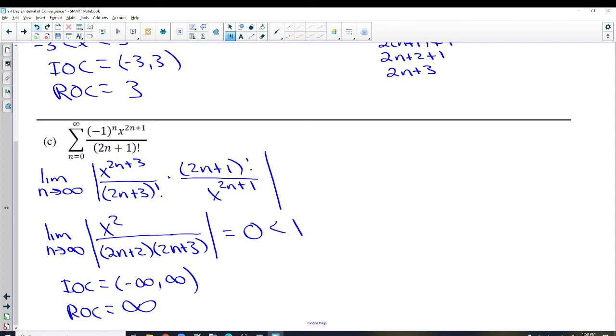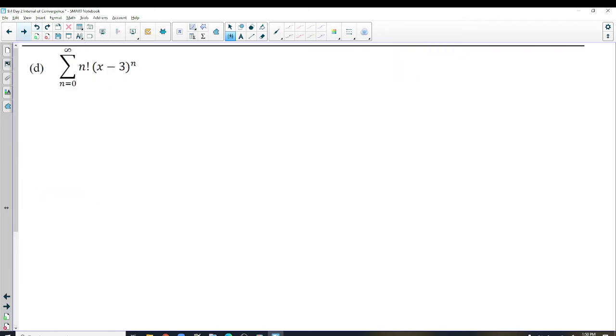So we had one with a nice interval, a nice radius. We threw geometric in there. One with everything's infinity. Let's look at this one.